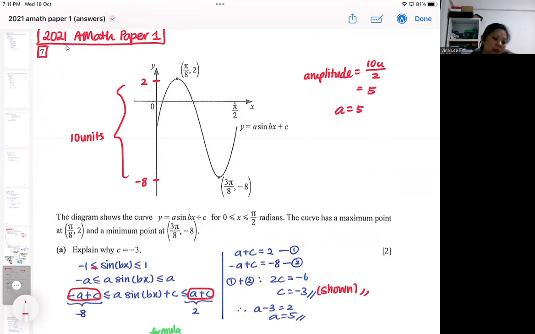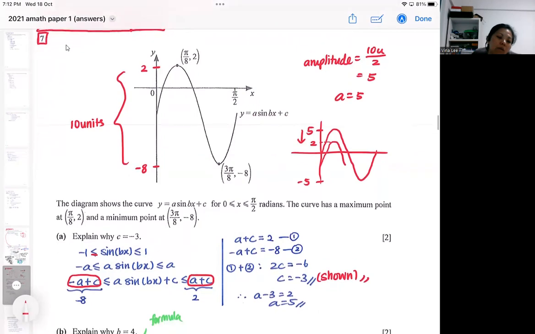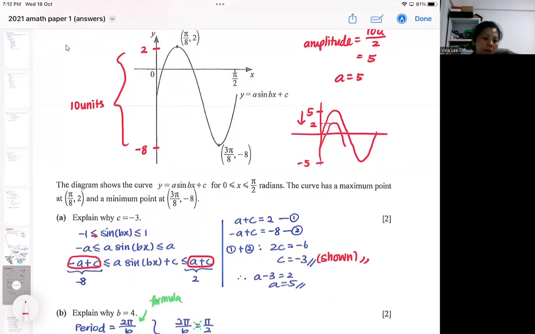Some students will get the amplitude first, and then they will imagine. That means if the amplitude is 5, then the highest will be 5 and the lowest will be -5. Yet my highest is not 5, my highest is 2. So from here, we can see that there's a shift down of 3 units. So that's why C is equal to -3. Some people will do it this way. This is the calculation way.